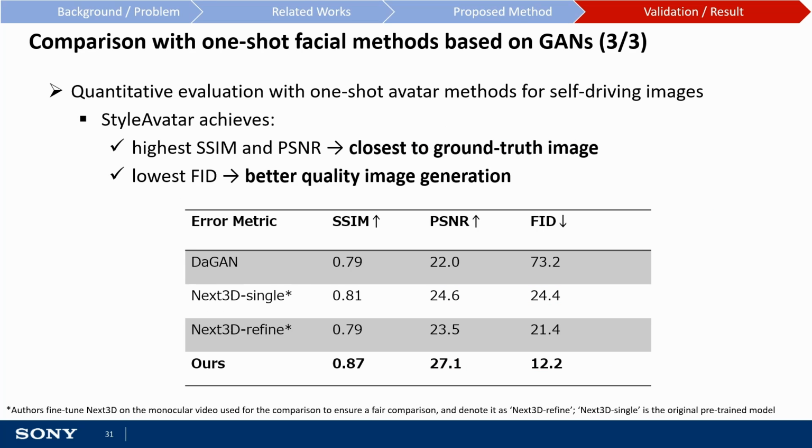In terms of quantitative evaluation for self-driven animation, StyleAvatar achieves the highest SSIM and PSNR, showcasing that generated fake images are closest to the ground truth. At the same time, it achieves the lowest FID, denoting better quality image generation compared to the other two methods.